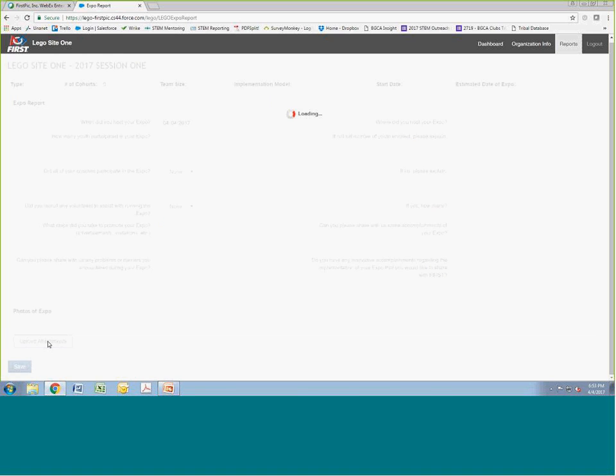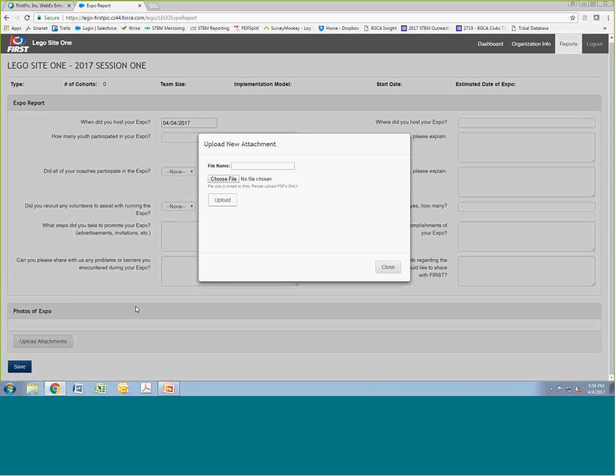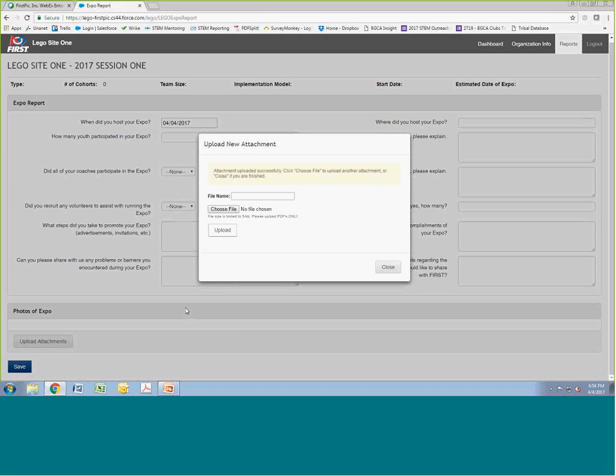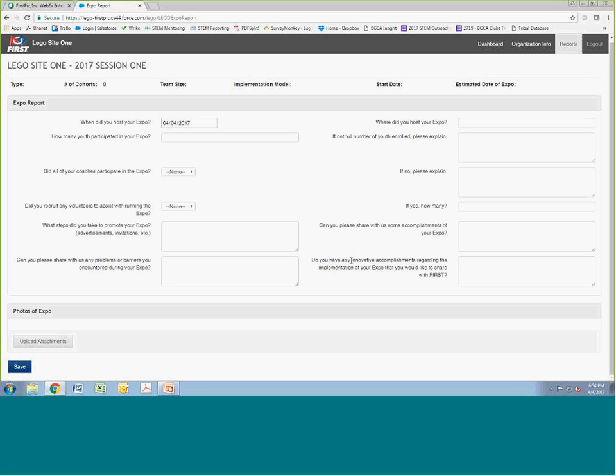For the photos of the Expo, you select upload attachment. You can type the file name or you can just choose the file. So I will just select test. You can see it here and then it's as easy as that. Once you are done, you select save and then it's there. Eventually, once you hit save, we'll be able to see it on our end on our portal. So make sure when you select save that it's as accurate as it can be.